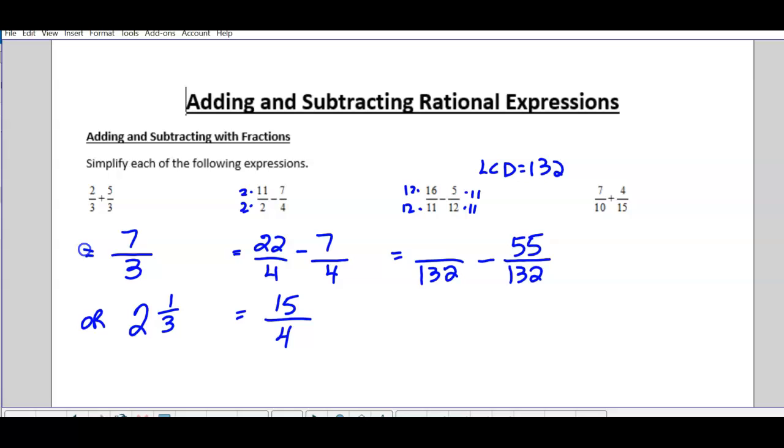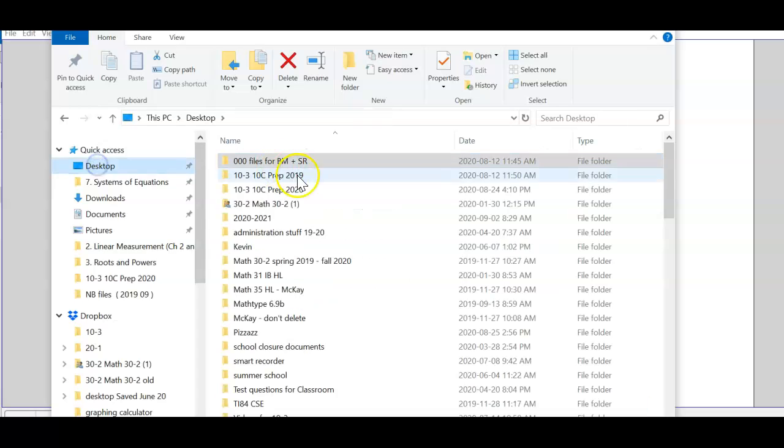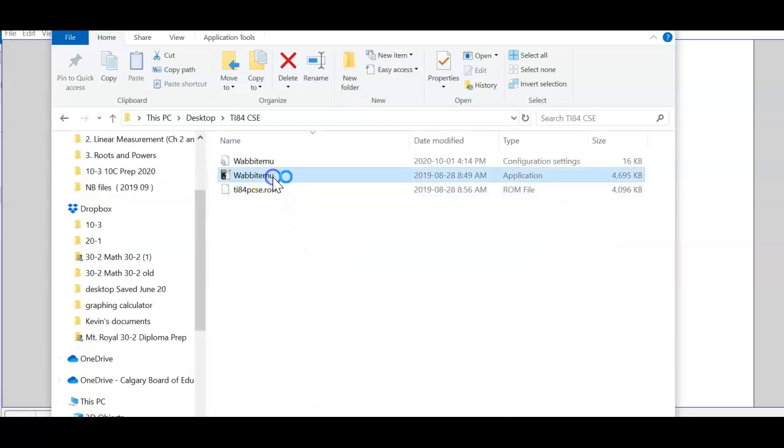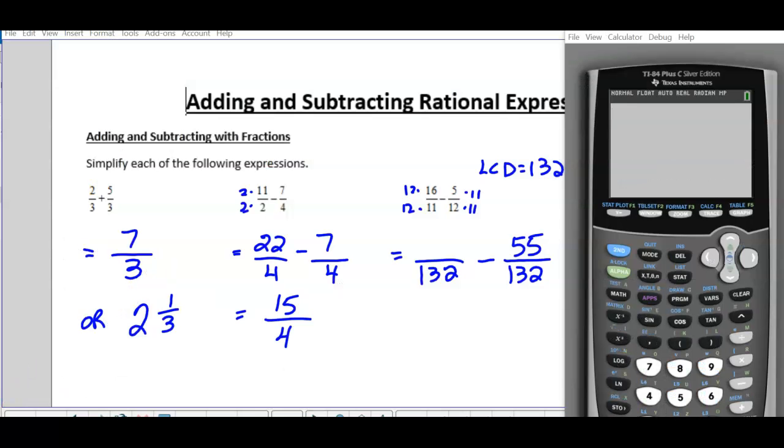Now I don't know what 12 times 16 is. Okay, 190 something. Just give me a sec. I should get my calculator out anyway. 192. Okay, just give me a sec. 92, someone told me, right? So 12 times 16, 192.